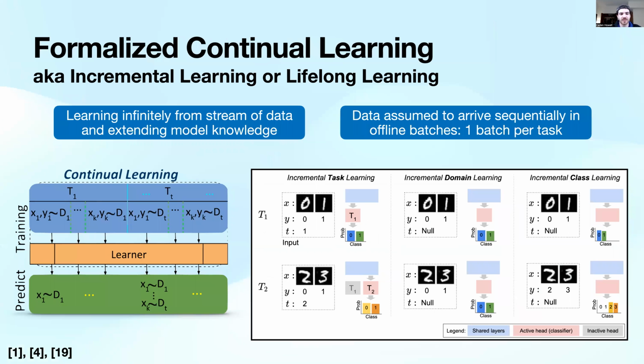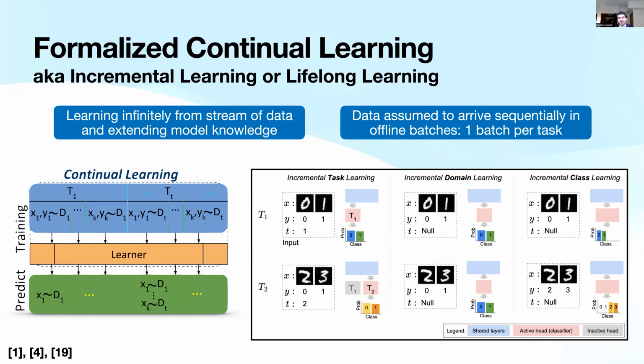So to formalize the continual learning objective, we can consider multiple tasks. Each task has data that comes from a different distribution. The stream of data is typically said to be infinite, and the goal is to learn one task after another sequentially, each one having a different data distribution. We want to extend the model's knowledge. We don't want to overwrite anything. We want to keep extending it one by one.